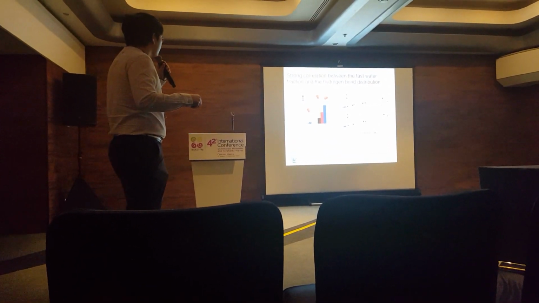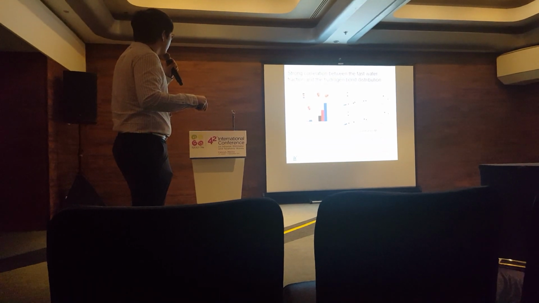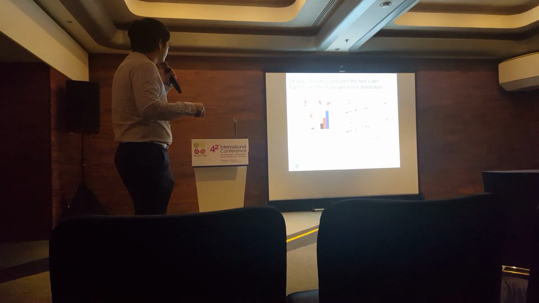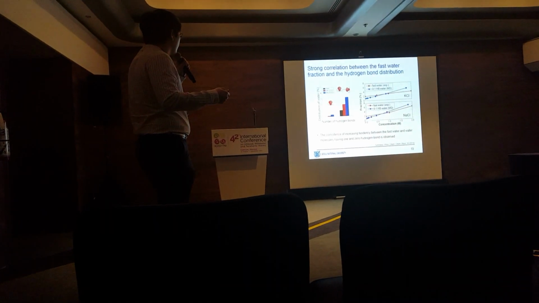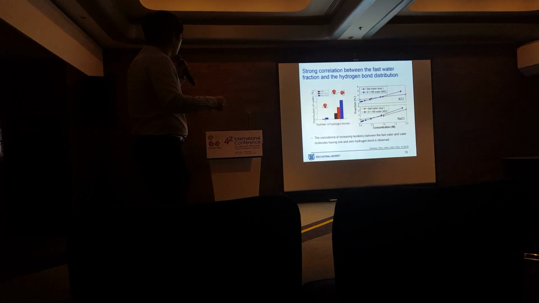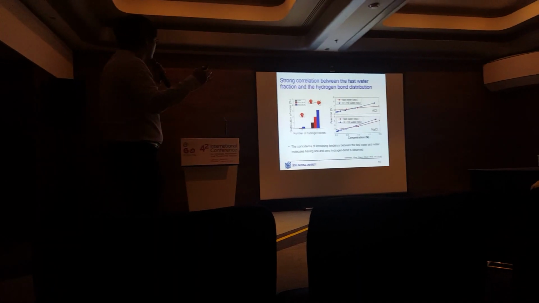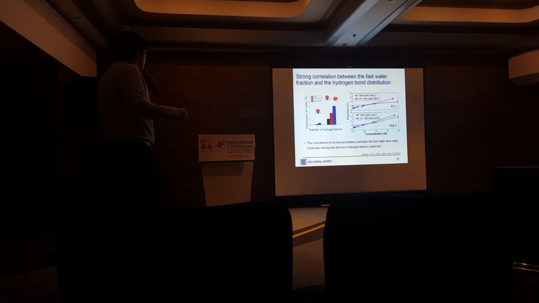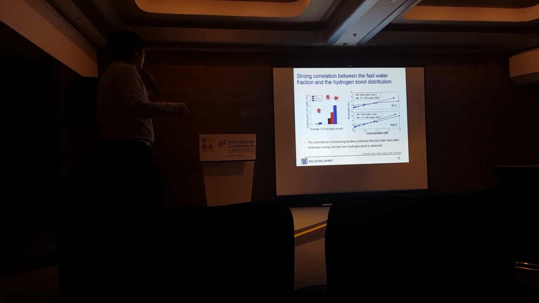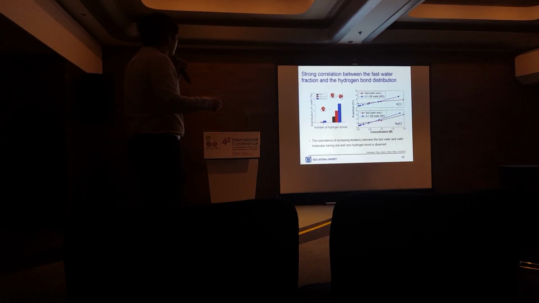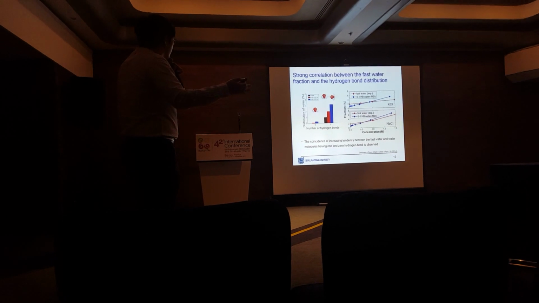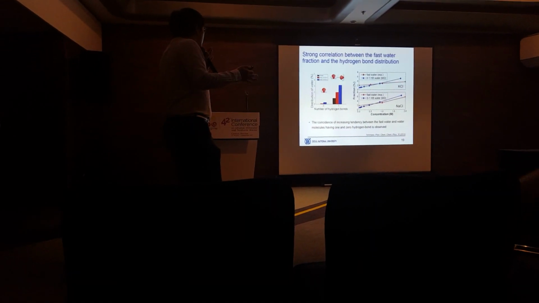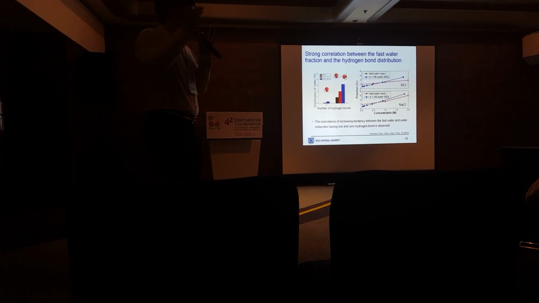This is the MD simulation result. This is the number of hydrogen bond distribution, and these columns are the distribution of free water without hydrogen bond, and these columns are for water molecules having one hydrogen bond. As you can see here, the free water and water molecules having one hydrogen bond increase as the salt concentration increases. So we compare the simulation and experimental result.